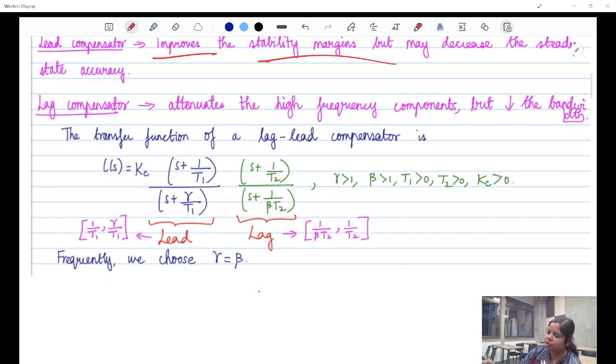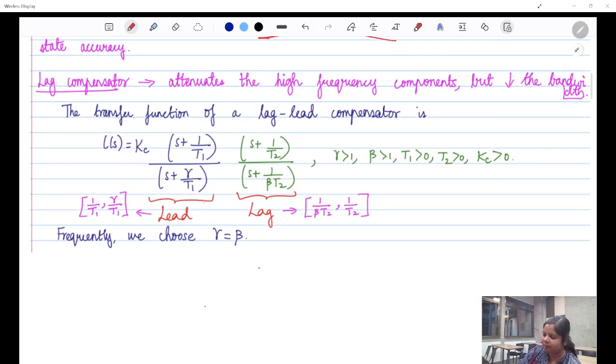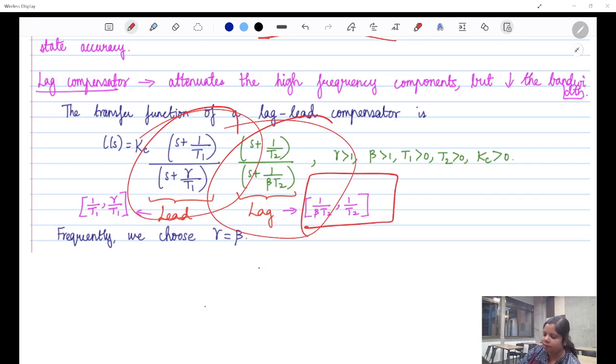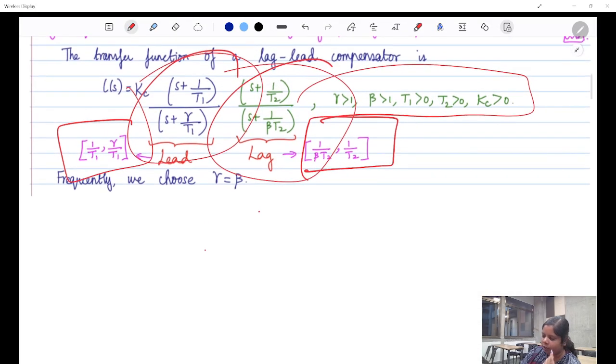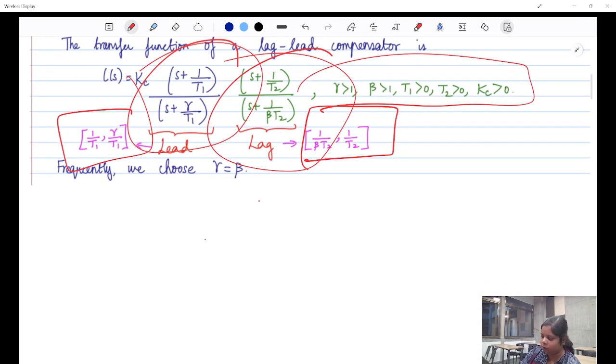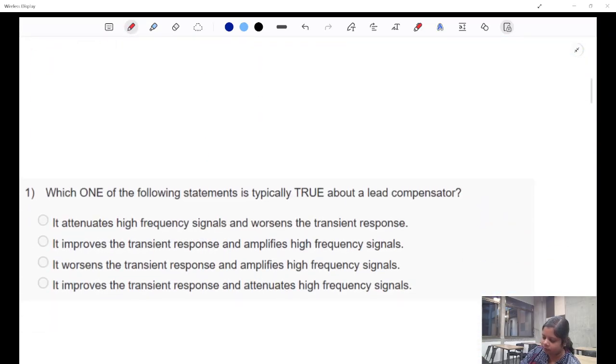The transfer function for a lag-lead compensator is given by this, where this is the lead part and this is the lag part. Then it has 4 corner frequencies, 2 for lead and 2 for lag, and this is just multiplying both of them. I think we don't have the plot here. In one of the questions we'll cover the plot for the lead-lag compensator as well.